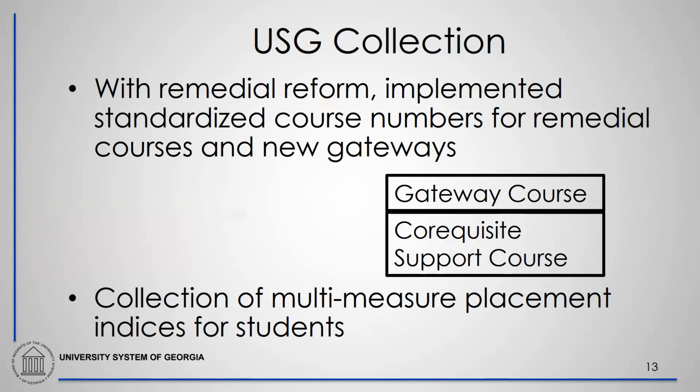With the implementation of remediation reform in the USG, we implemented standardized course numbers for our remedial courses and new gateways. We also implemented math pathways, so we had some new gateway courses that needed standardized course numbers as well. Unlike West Virginia, Georgia has the gateway course as the same course number for everybody, regardless of whether they need remediation support or not. And then the co-requisite support course is a separate course. So these two little boxes are indicating that it's a separate course.